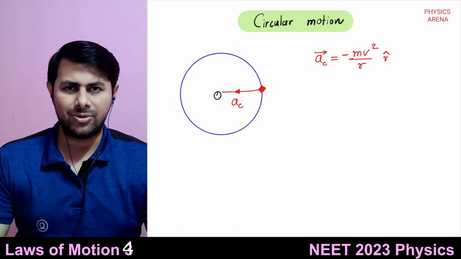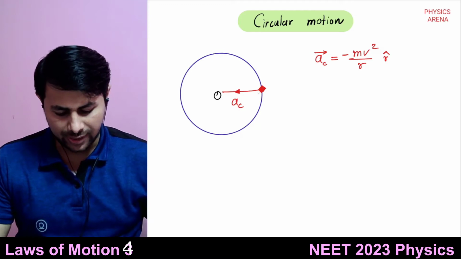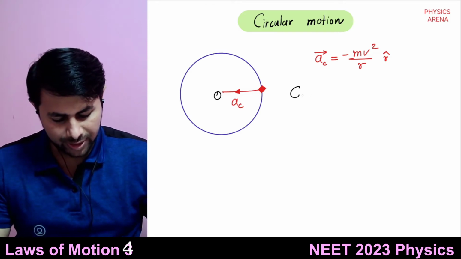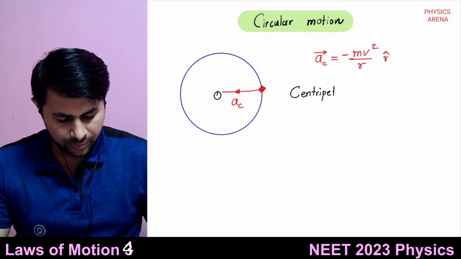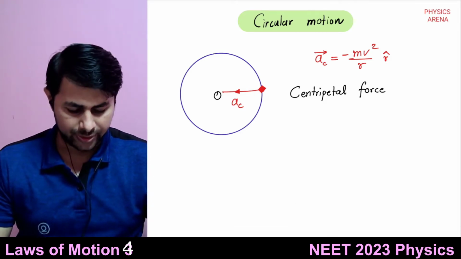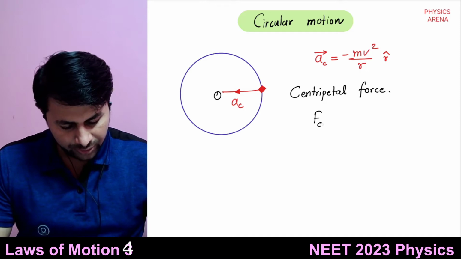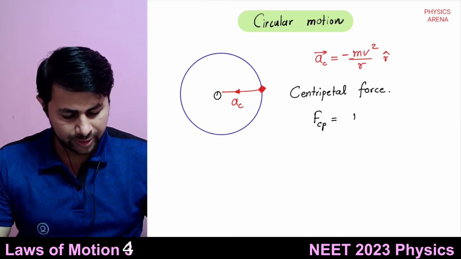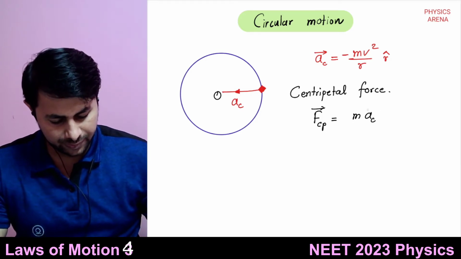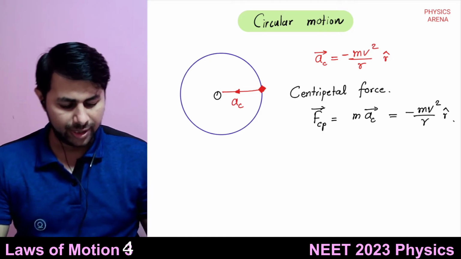And what will be the direction of that force? It is along the radius and towards the center of the circle, okay, because acceleration is along the radius and towards the center of the circle. So this force is known as the centripetal force, because it acts along the radius and towards the center of the circle. I will denote it by F_CP, and it is just equal to mass multiplied by the centripetal acceleration. So it's equal to minus of mv square divided by r multiplied by r cap.